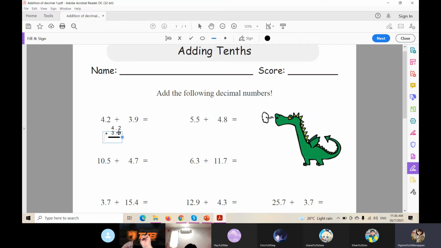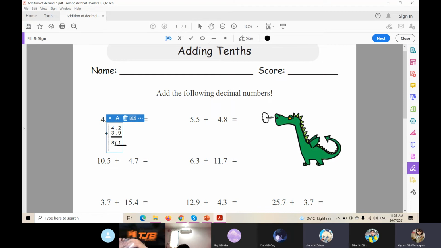Who can help me to solve the questions? Who can help me to solve this question? What is the answer, class? Teacher, it is 8.1. Yes, it should be 8.1, but how? 8.1.